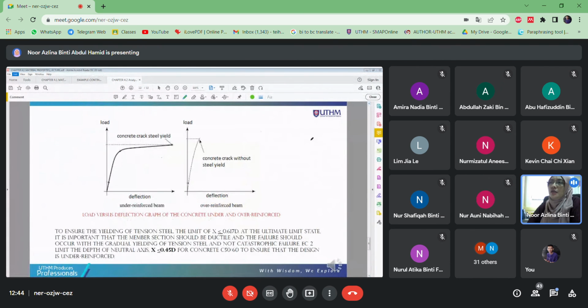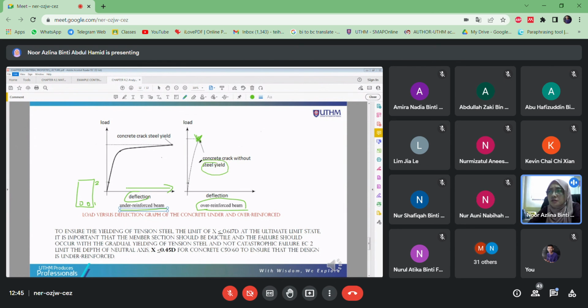Habis dah kan? So this is how the load deflections look for under reinforced, as you can see here, and for over reinforced. Kalau under reinforced, the steel fails first and then barulah concrete, it still can extend its service lifetime here. The deflections can be longer. But what happened for over reinforced? So here concrete fails without the steel yielding. So dia dah fail dulu, concrete dah achieve its limit.